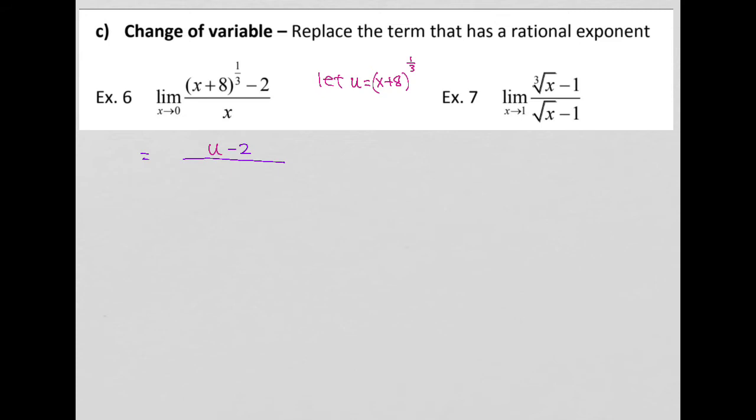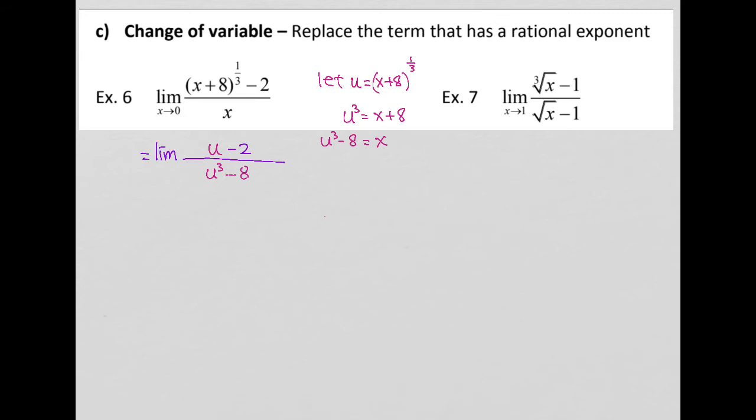So let's look at the conditions again. In order for me to get rid of the exponent 1 over 3, I have to cube both sides. That means u cubed equals x plus 8. And let's isolate for x. So I got u cubed minus 8 equals x. So I know the denominator x can be replaced by u cubed minus 8.